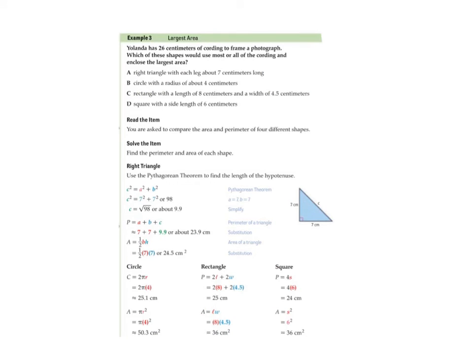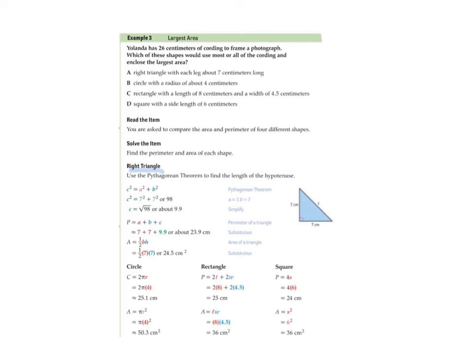Okay, so now for examples 3 and 4, what you're going to do now is do exactly the same thing as you have done in example 2 in the questions. You're going to be finding the area and the perimeter depending on which of the questions it's asking you for. But anyway, what's it asking you for here? It's saying that Yolanda has 26 centimeters of cording to frame a photograph. Which shapes would use most or all of it? So you've been given a choice of A, B, C, D: a right-angled triangle, a circle, a rectangle, and a square. Okay, and what you have to do is go through each and every one of them to come up with the area.